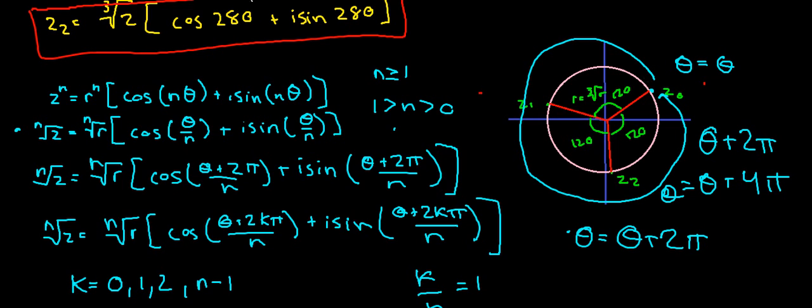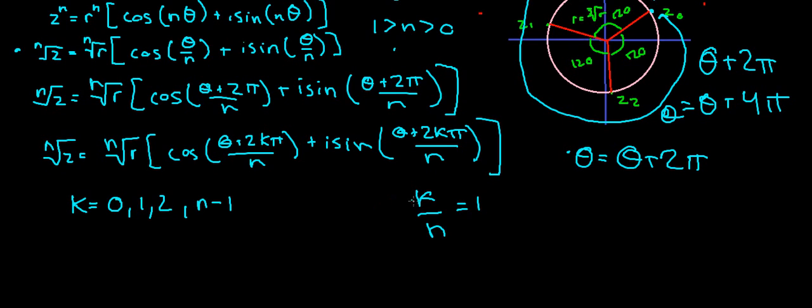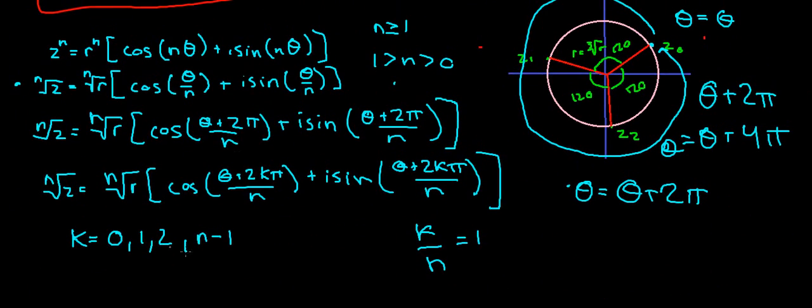I can continue to do as many k's as I like, but after I've gone around the circle one time, it doesn't make sense to do any more. Like I said, when k is equal to n, I'm going to get 1, and then I'm going to get no more unique solutions. That's why I have the n minus 1, and why I do k is equal to 0, 1, and 2, because every time I add a 2 pi, I'm essentially doing the same angle. But until k is equal to n, I'm going to get unique solutions.